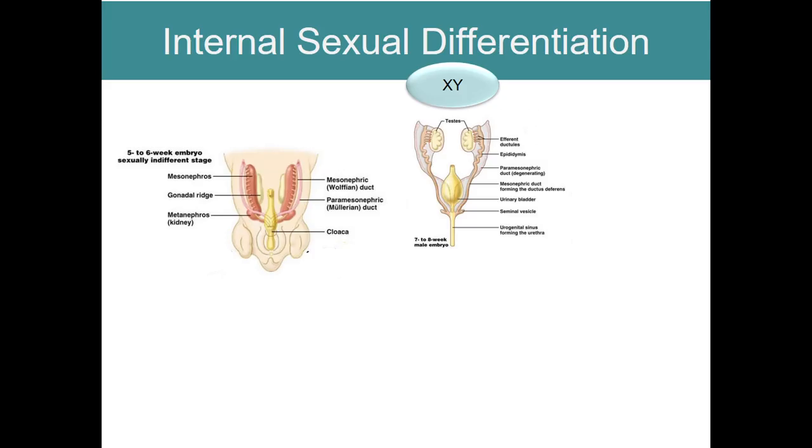typically what that means is that the Y will trigger the changes that will cause the degeneration of the Mullerian duct and the growth of the Wolffian duct. The cloaca will become the urogenital sinus and ultimately become the urethra that's going to pass out the penis. You'll see structures starting to develop that are going to be male structures. The seminal vesicle is being developed.